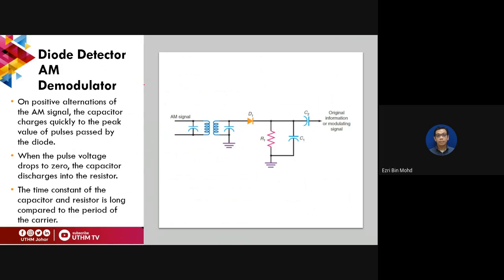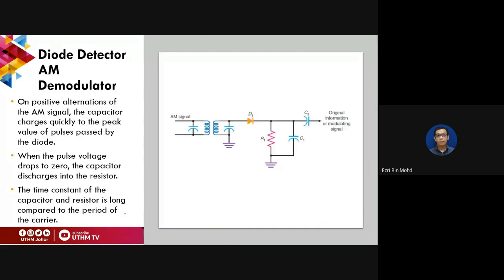Here is the diode detector, an AM demodulator. On one positive alternation of the AM signal, the capacitor charges quickly to the peak value passed by the diode. When the passed voltage drops to 0, the capacitor discharges into the resistor, creating the resultant discharge output. The time constant of the capacitor and the resistor is long compared to the period of the carrier.